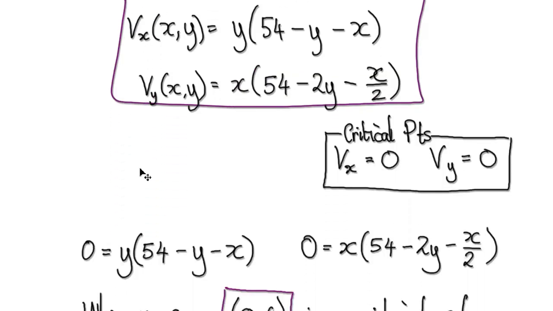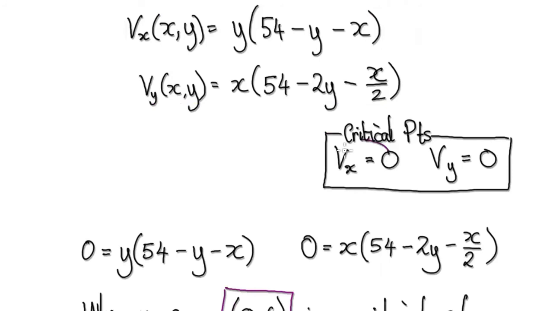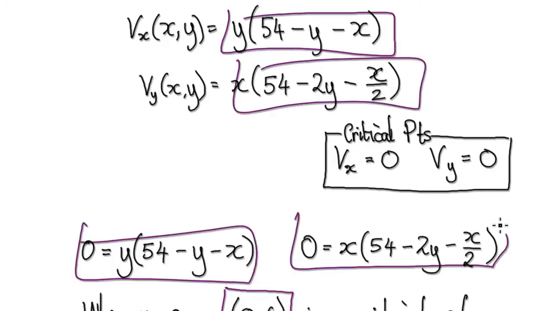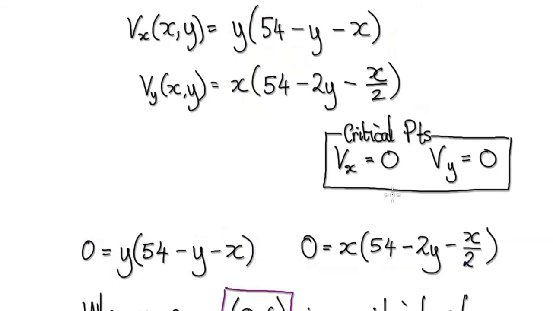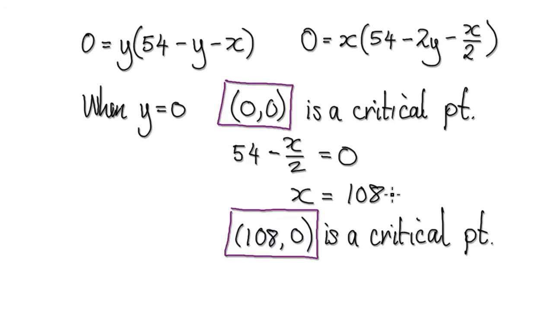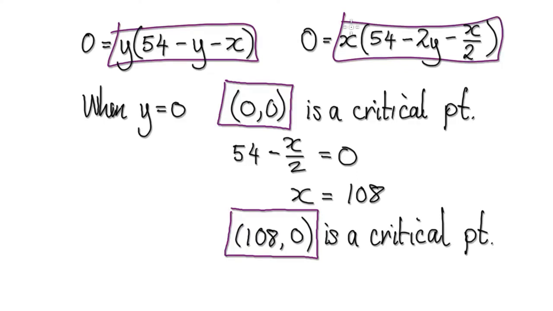So critical points occur when this equals 0 and this equals 0. So let's set this to be 0 and set this to be 0 to find the critical points. Now we've got to find x and y in such a way that this whole thing here and this whole thing here equals 0.